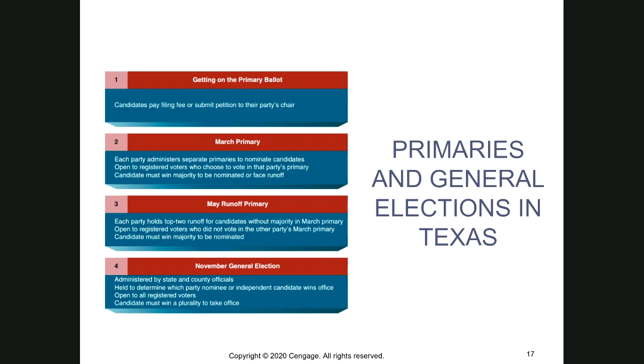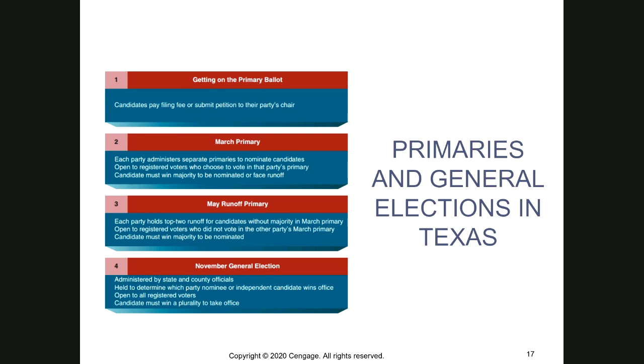This next slide is really just designed to give those of you who are a little bit more visual an overview of what the election process looks like in Texas. So you can see the first step is getting on that primary ballot, like we talked about, paying the filing fees associated with it. March primary, that's where we figure out, hopefully, who's going to be on the general election ballot. But remember, if we didn't get greater than 50% of the vote, then we're going to have to go to a runoff primary, which is going to be held in May. And then finally, we've got the November general election.